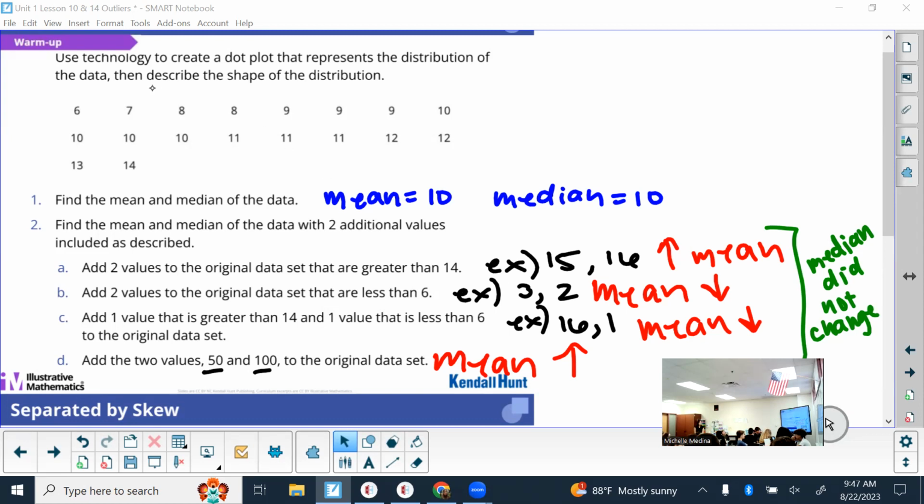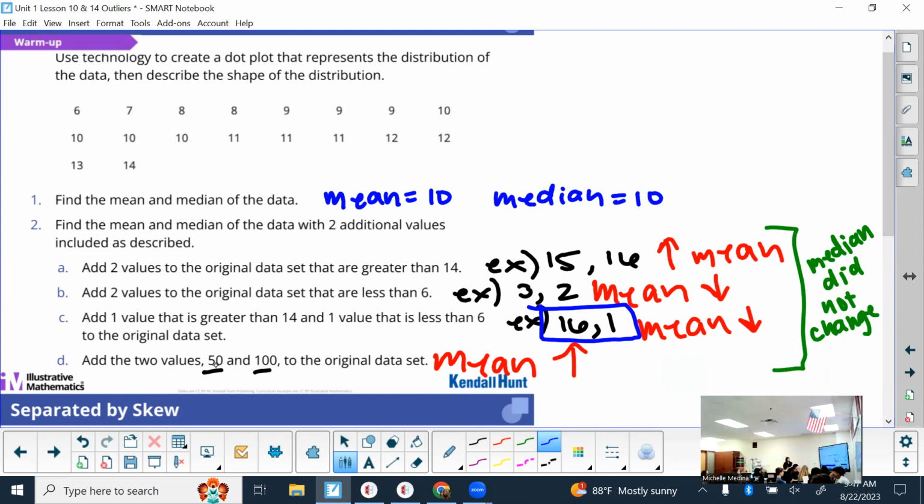I don't know what these could represent, but say again, it's like goals in a soccer game. If I now add 3 and 2, that means their average is going down. If I add bigger numbers, their average is going up. For this one, we added a number that was bigger than the rest of the data by 2, and then smaller than the rest of the data by like 5. So because it was more of a difference on the lower end, that's why our overall mean decreased. For the last one, when we're adding a 50 and a 100, that's much bigger than the rest of the data, we could probably tell that the mean would increase without even doing it.